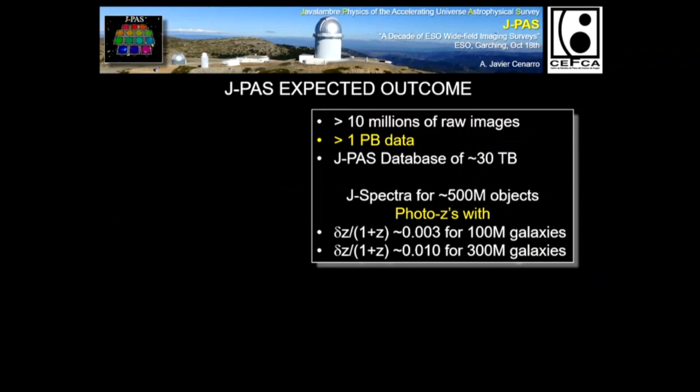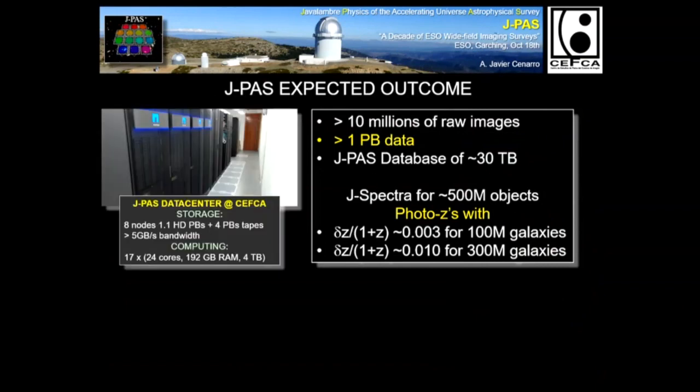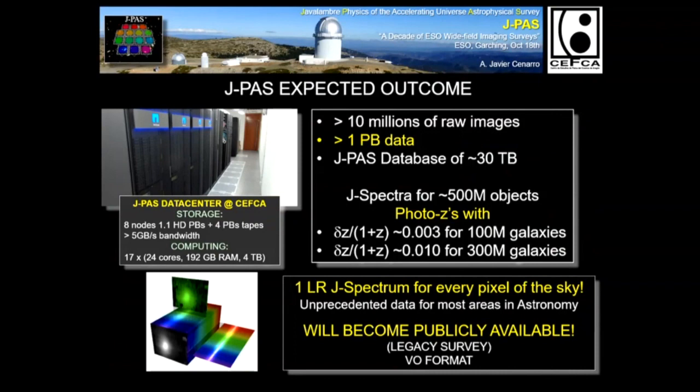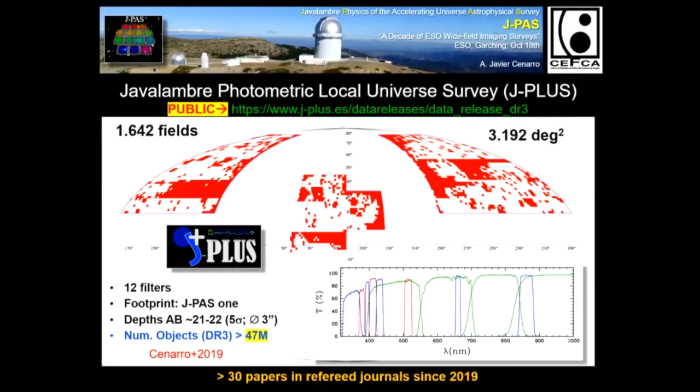So a huge amount of data, millions of raw images, 1 petabyte of data. And the most important thing is that we are providing photo-z's for several 100 million galaxies. This requires a significant amount of storage and computing capabilities, which exist at CEFCA. But I would like you to keep in mind that it's not only for cosmology, not only for redshift, but there is a huge amount of science that can be done, because this is like working with an integral field spectrograph of the whole sky. All the data that we acquire will be provided in virtual observatory format.